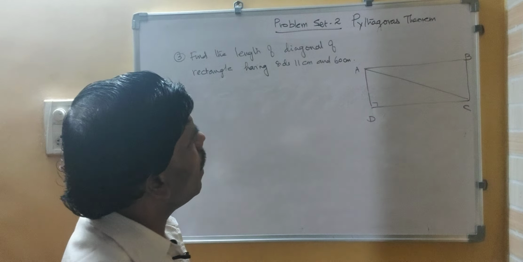Therefore, length of hypotenuse is root 2 x. So, here all the sums what we have done? We have used Pythagoras theorem only. Now, next sum.